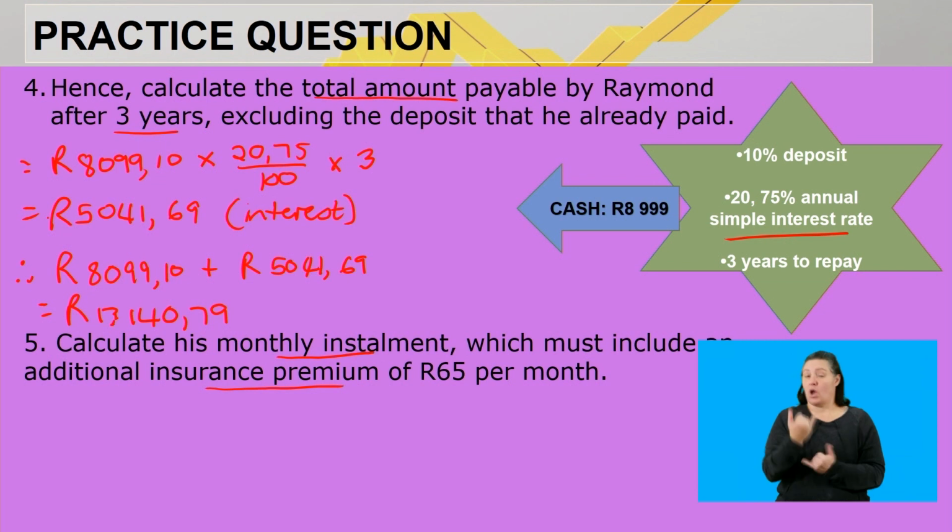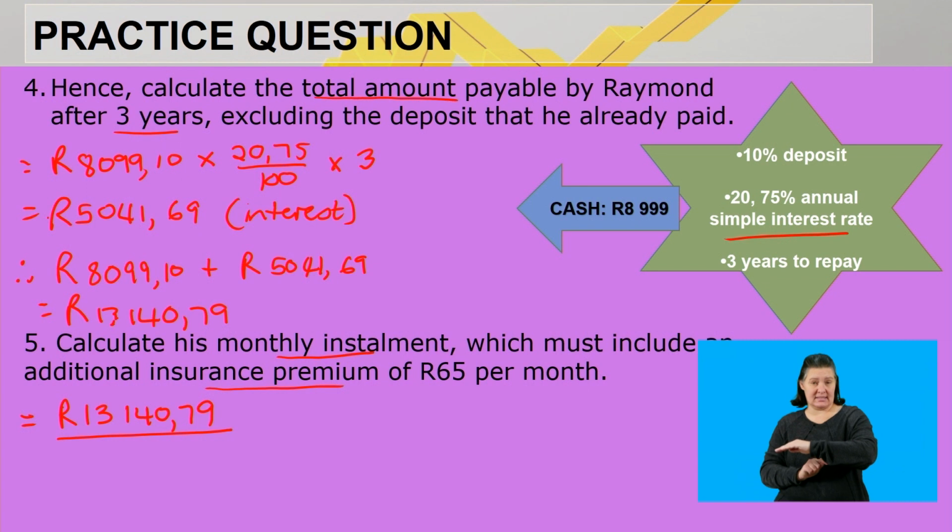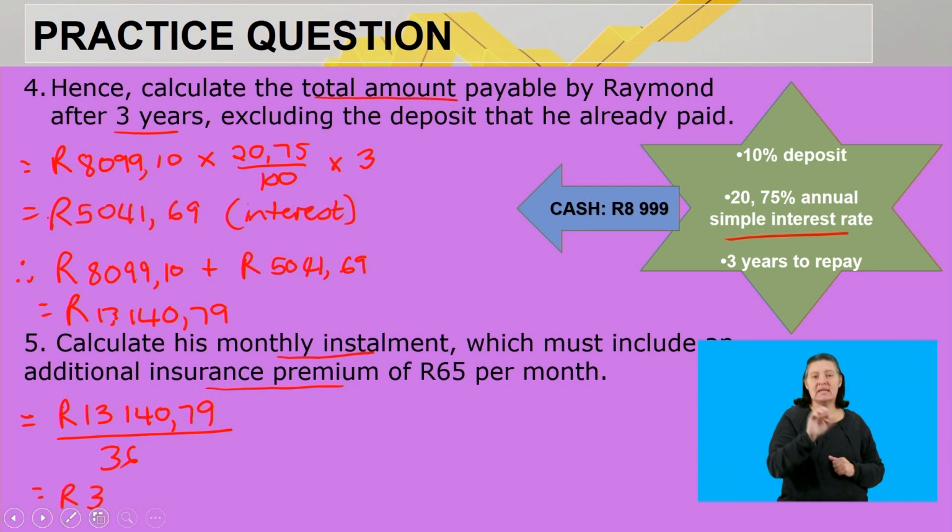So now I'm going to say equals the 13,140 rand and 79 cents that he needs to repay, divided by 36 months, right? Remember I said 3 multiplied by 12. Okay, so let's type that in. 13,140 rand 79 cents divided by 36 months. That will give us 365 rand and 2 cents.